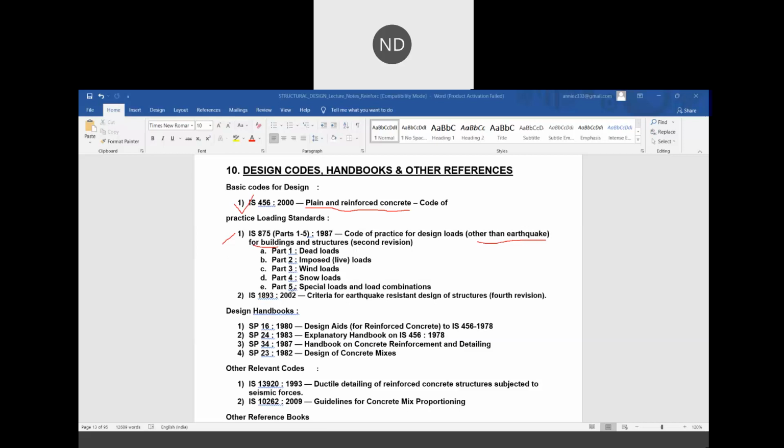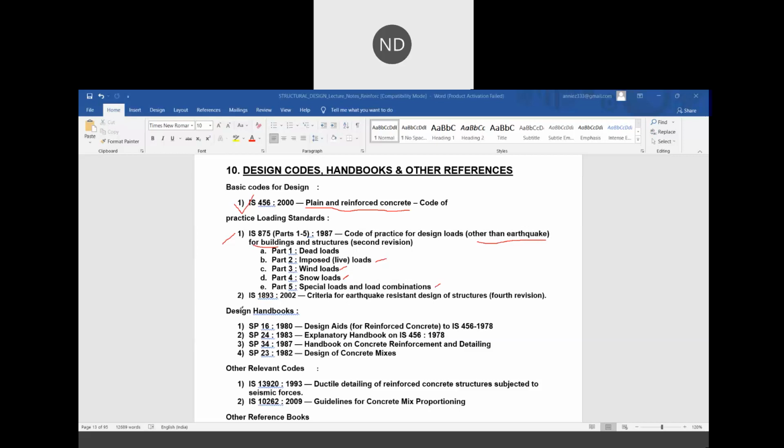What do these different parts specify? Part 1 contains the dead load specifications, part 2 is for your imposed live load specifications, that is, anything and everything regarding live load which you need to know and the rules you have to follow. Part 3 is your wind loads, part 4 is your snow loads, and part 5 is your special loads and load combinations.